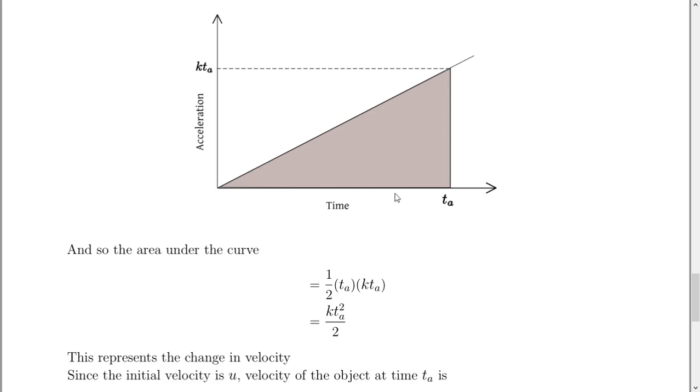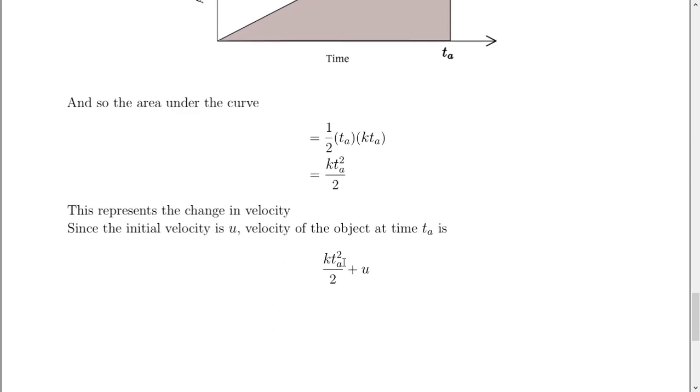Now this represents the change in velocity, but at time t equals 0 the velocity was u, and so at time t equals ta the velocity would be u plus the area, that is kta square by 2, kta square by 2 plus u. That was easy, right?